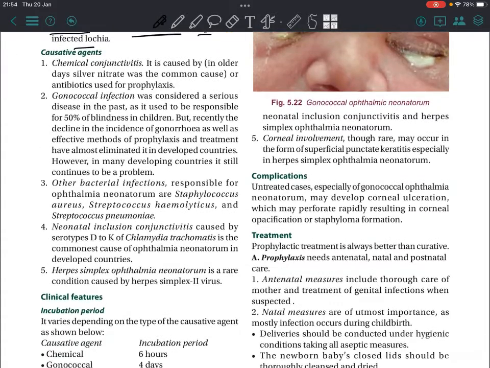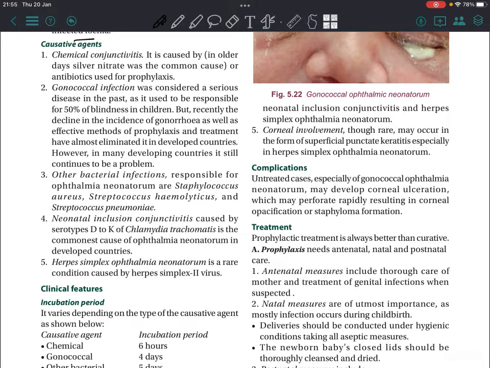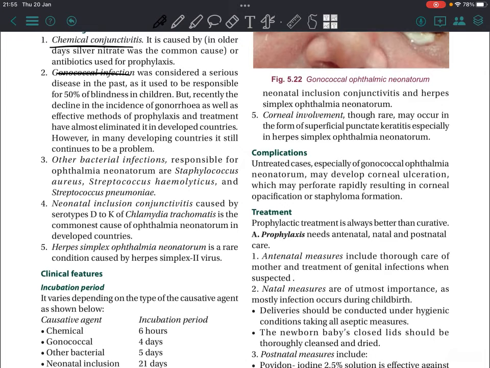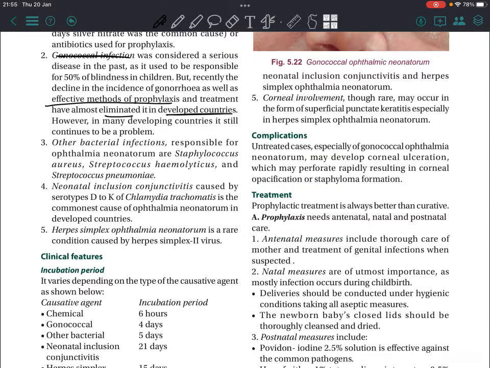Causative organism: chemical conjunctivitis. It is caused by silver nitrate or antibiotics used for prophylaxis. Gonococcal infection was considered serious disease in past, as it is responsible for 50% of blindness in children. But recently, the decline in incidence of gonorrhea as well as effective methods of prophylaxis and treatment have almost eliminated it in developed countries. However, in many developing countries, it still continues to be a major problem.